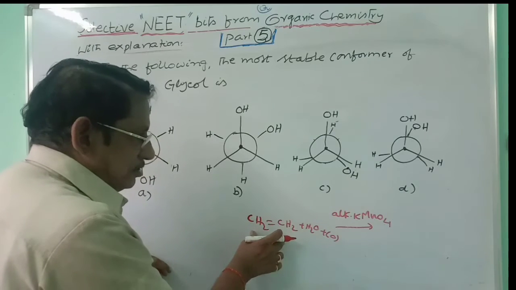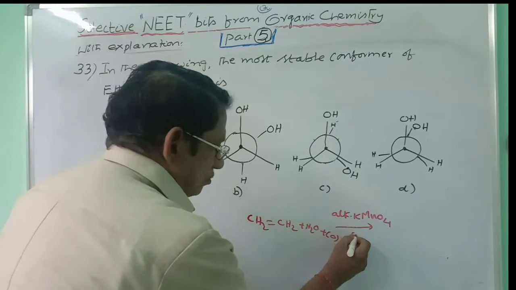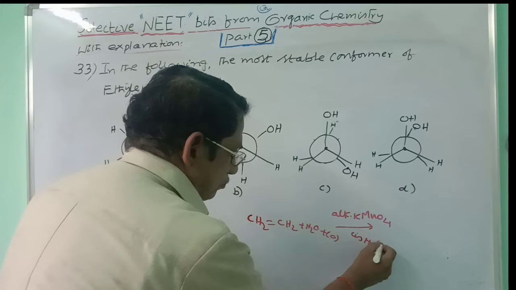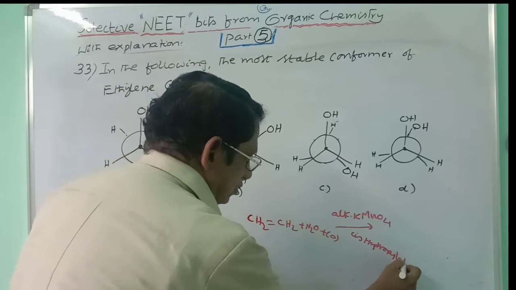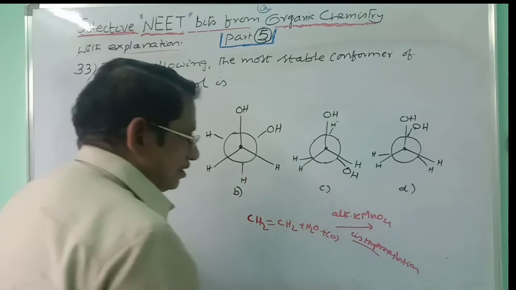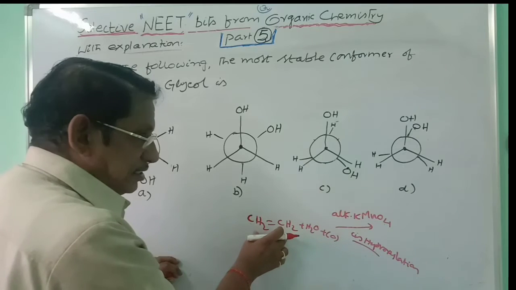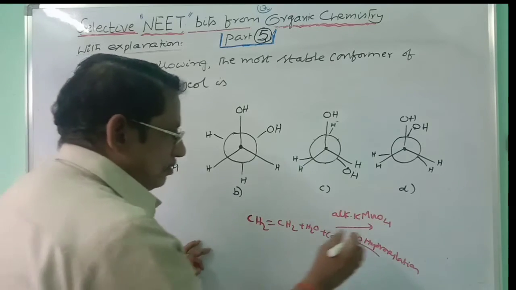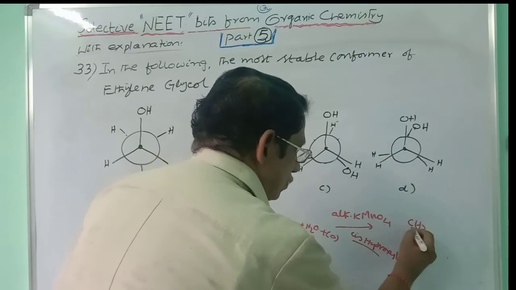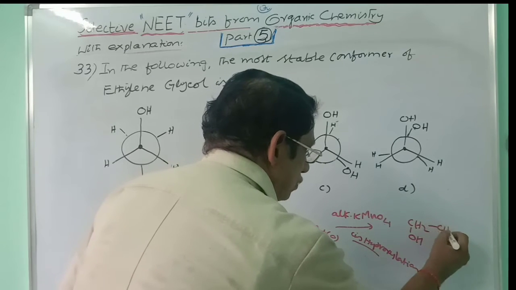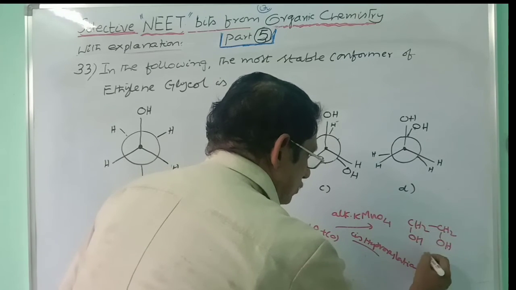Whenever this is oxidized with alkaline KMnO4, remember cis hydroxylation takes place. You will get cis hydroxylation. That means the two OH groups will be added to the same side of the C=C double bond plane. And so what we will get here? CH2OH, CH2OH. This is what you call glycol.